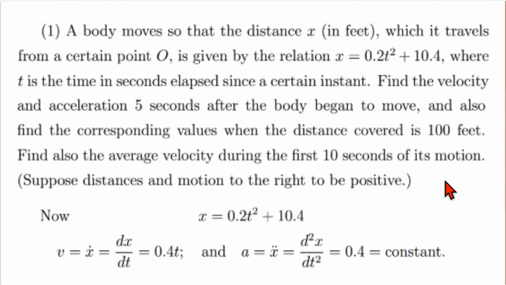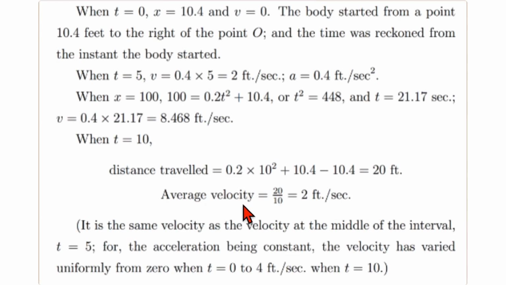Here's the text for example 1. So this is the equation right here. So distance is a function of time squared. Time is in seconds. Distance is in feet. Have to find the velocity and acceleration at 5 seconds, 100 feet, 10 seconds. This is the average velocity at 10 seconds. And compare that average velocity at 10 seconds to the instantaneous velocity at 5 seconds.